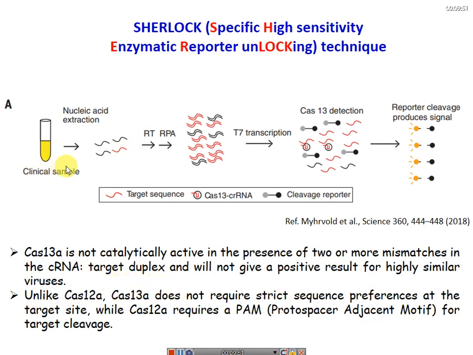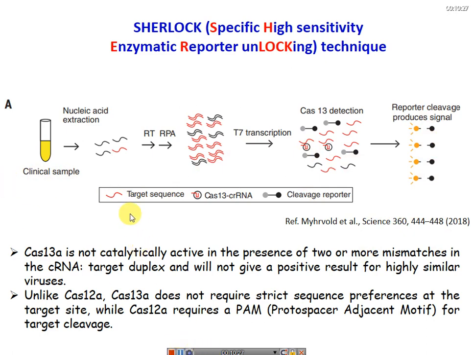So here also, what are we doing? We are taking the sample, we are doing the isothermal amplification, then transcription, converting into RNA copies, and then we are mixing the cleavable reporter and Cas13a detect crRNA. Okay, so if this Cas13 crRNA binds to its target, its collateral activity will begin and it will cleave the reporter and produce the signal. Okay, so this is the simplified way of how Sherlock works.